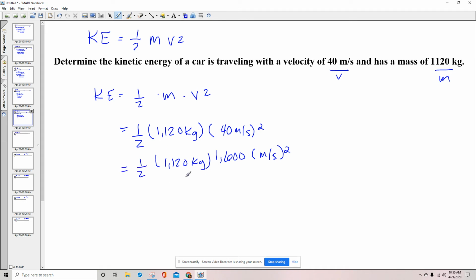Okay, so we'll multiply this in our calculator. 1/2 times 1,120 times 1,600, and we get 896,000 kilograms times meters per second squared, or 896,000 joules.